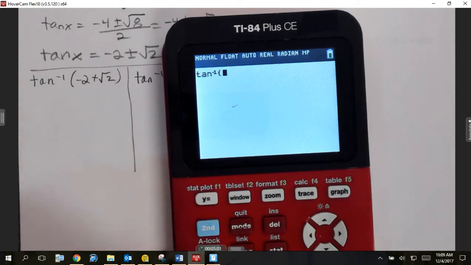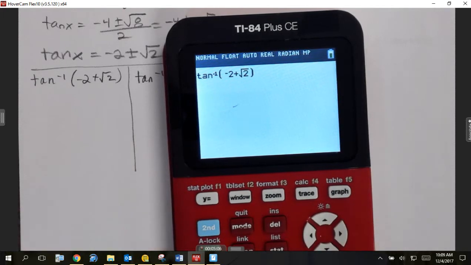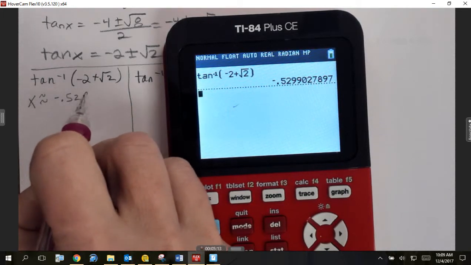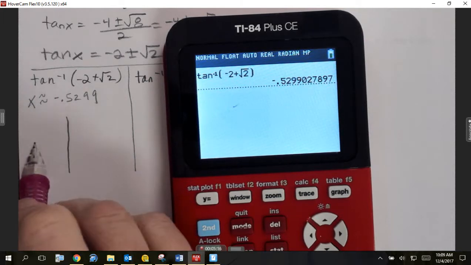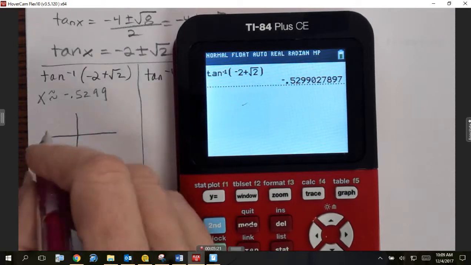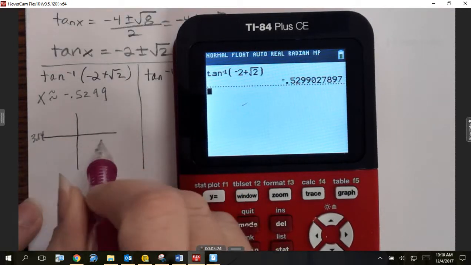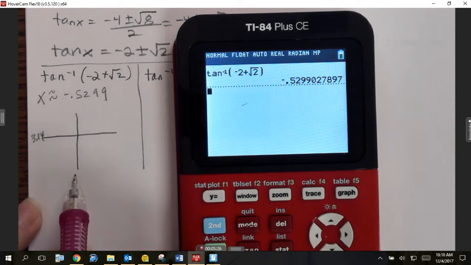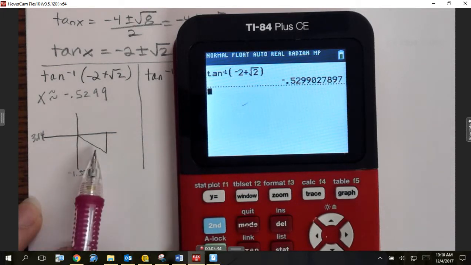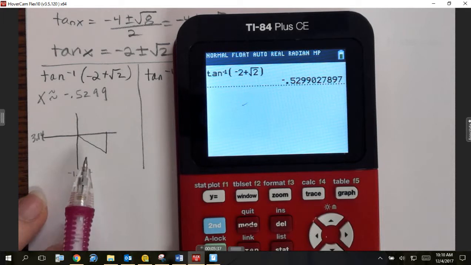I'm going to do inverse tangent of -2 plus radical 2, and I get -0.5299. So I'm going to put that on a graph. Let's see, this is 3.14. I'm going -0.5299, so down here is -1.57. -0.5299 is about there in the fourth quadrant.